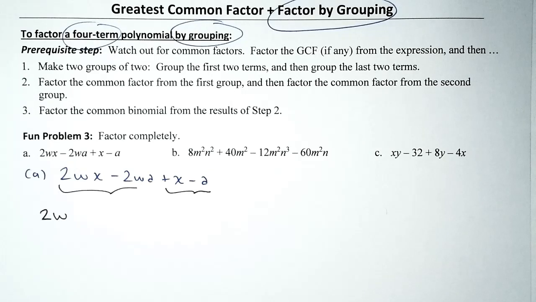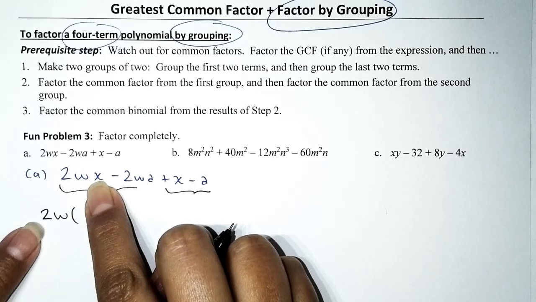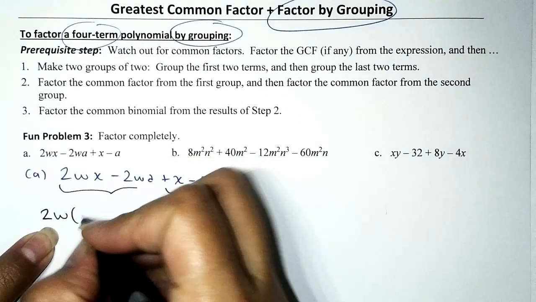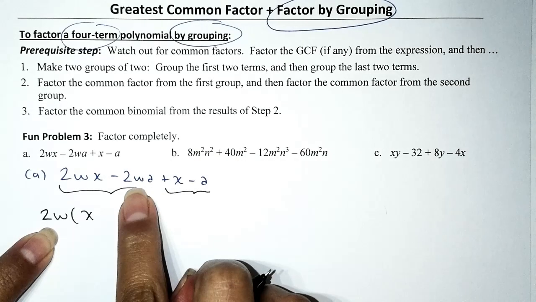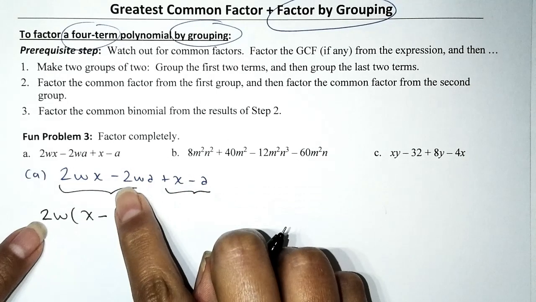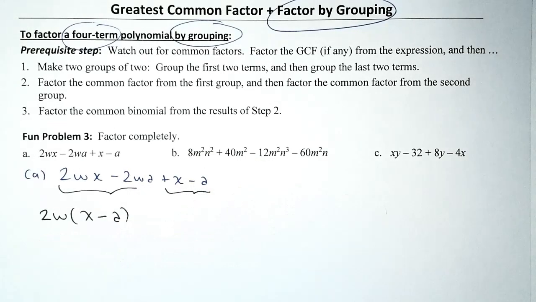Now let's go ahead and factor it from the group. First term divided by GCF, 2wx divided by 2w will give you x. Second term divided by GCF, that will give us negative something. The 2's cancel, the w's cancel, and that'll leave us with a. Cool. So one group down, one more group to go.